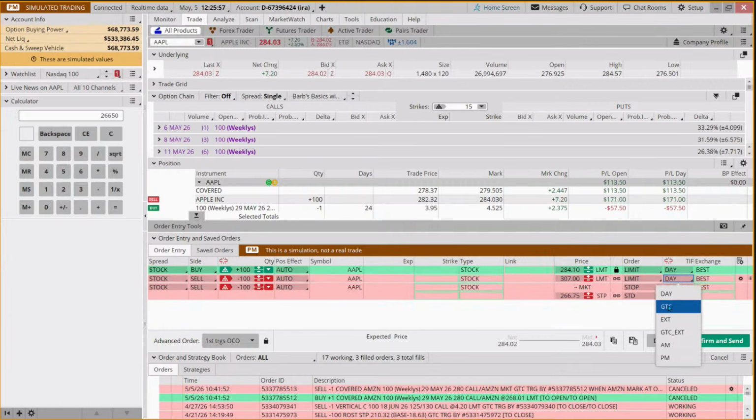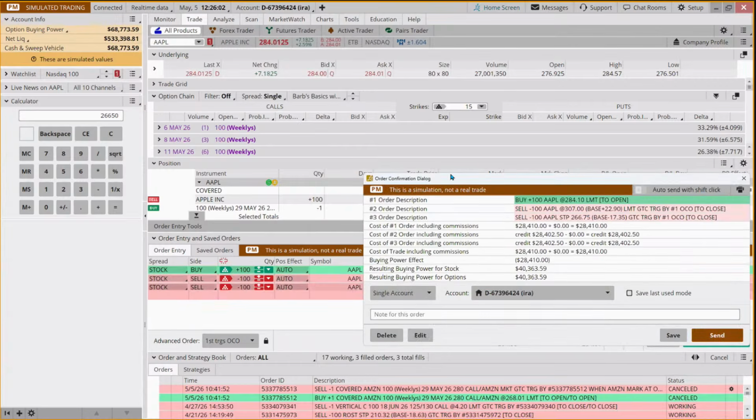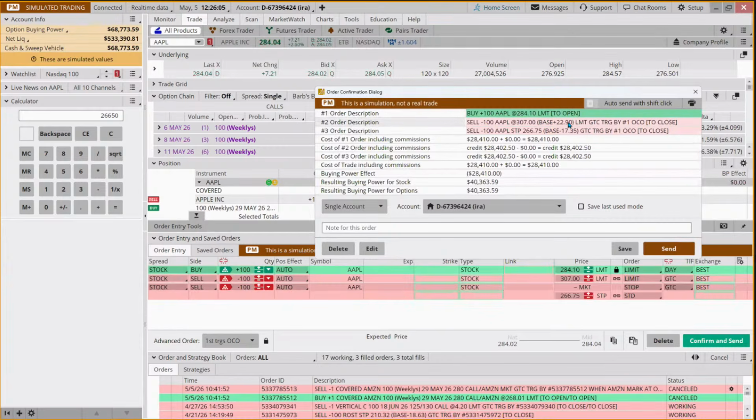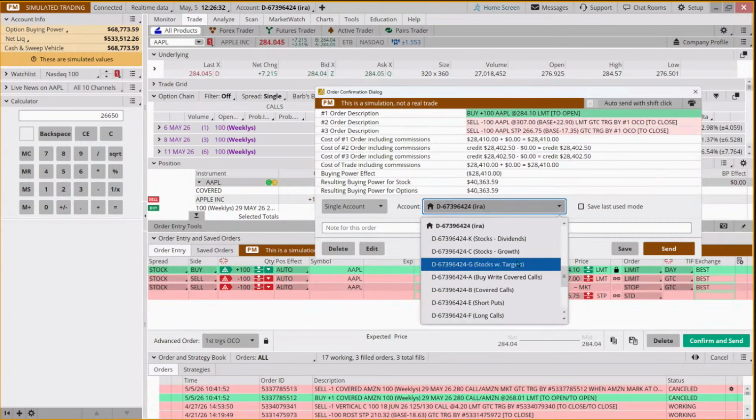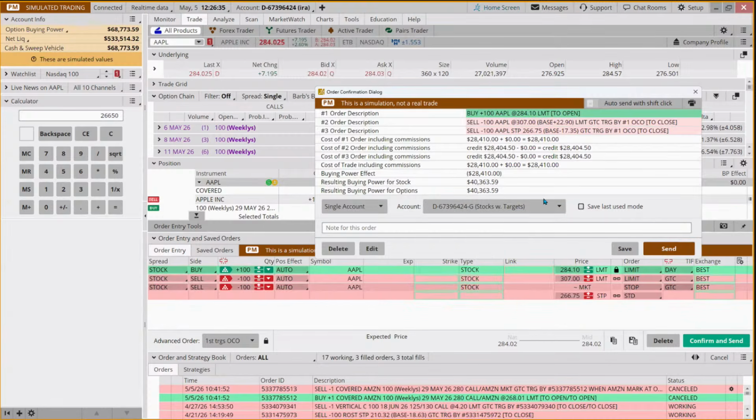So how much are we risking? I'd just as soon let the system do the math for me. It says here we want to sell when we're up $22.90, or if we're down $17.35, or $1,735. Now, if this gaps down, we could be out at a lower price. And in this account, we're saying we're willing to risk half of 1%. For a $500,000 account, that would be 2,500. So we're within our range of acceptability, and we're going to put this in as a stock with a target.